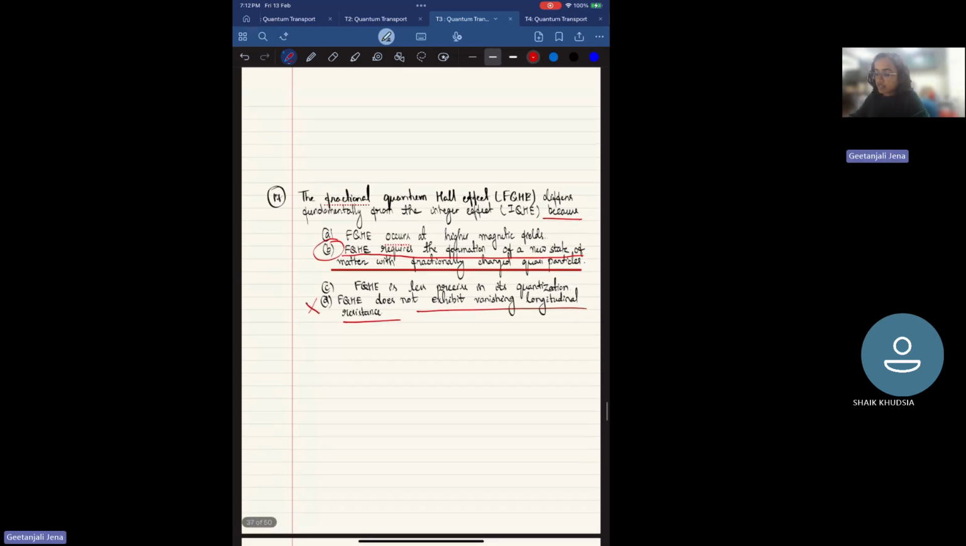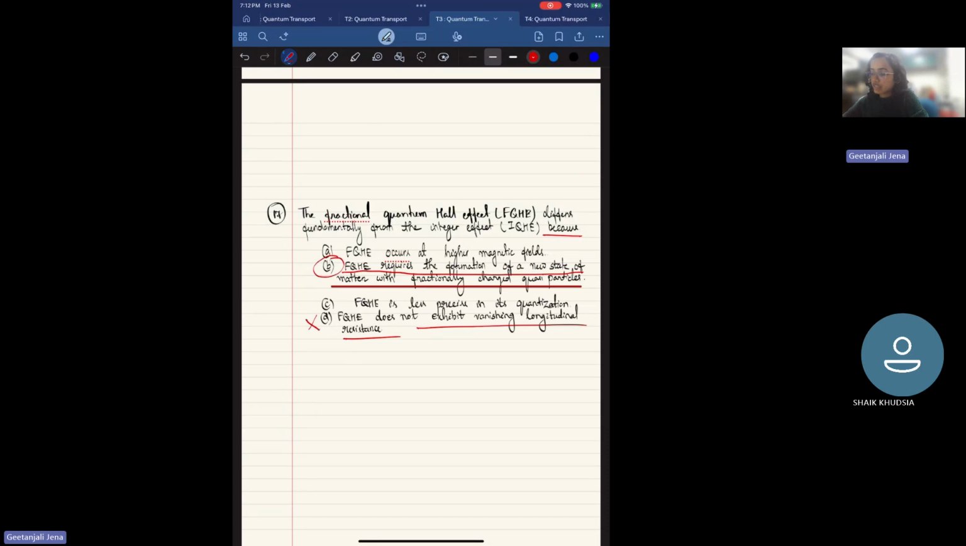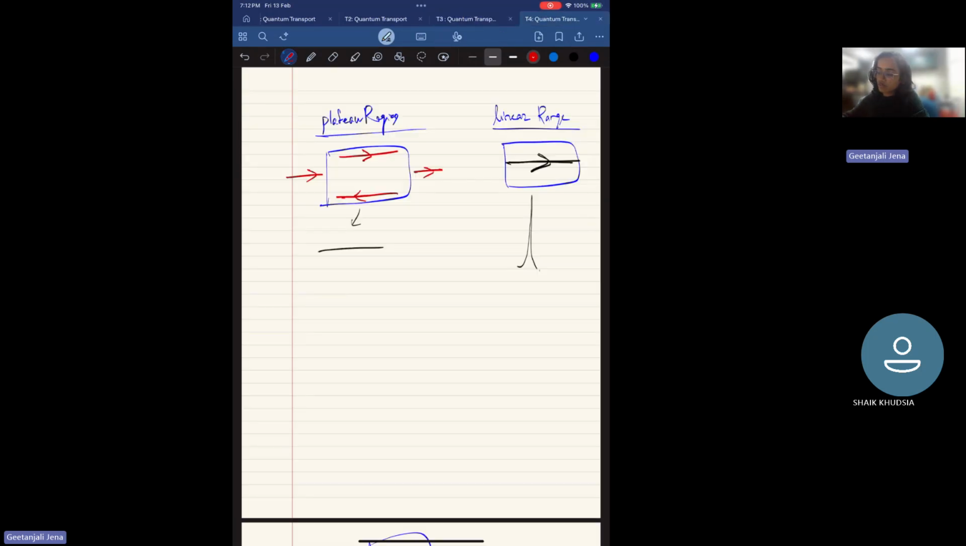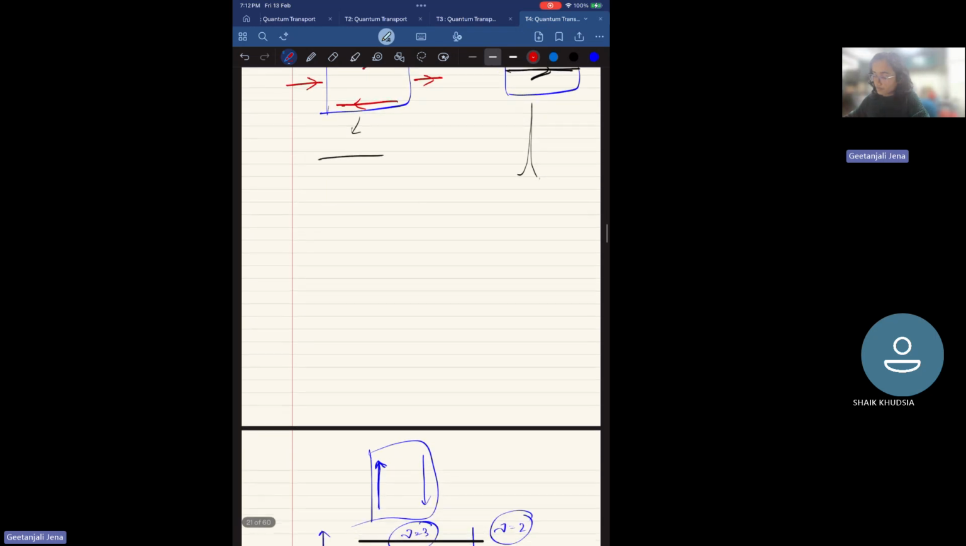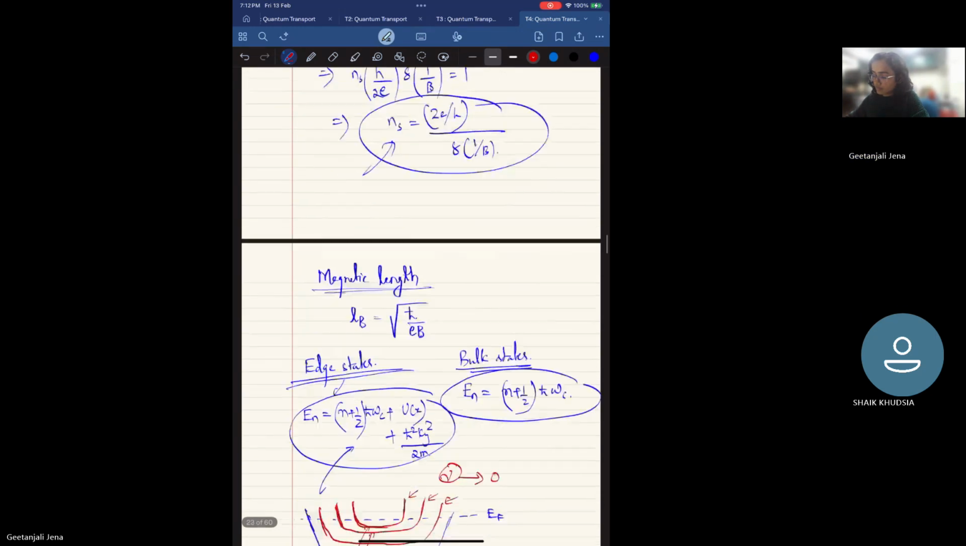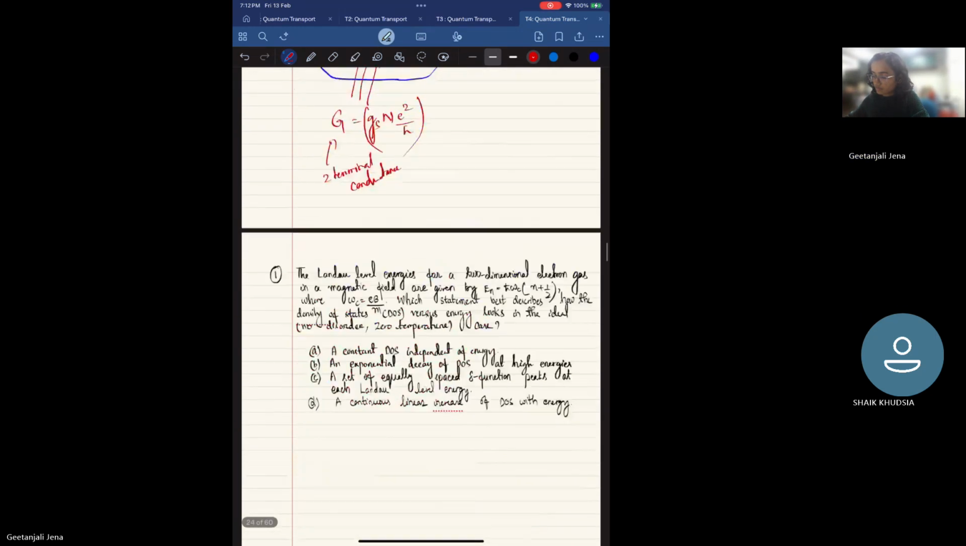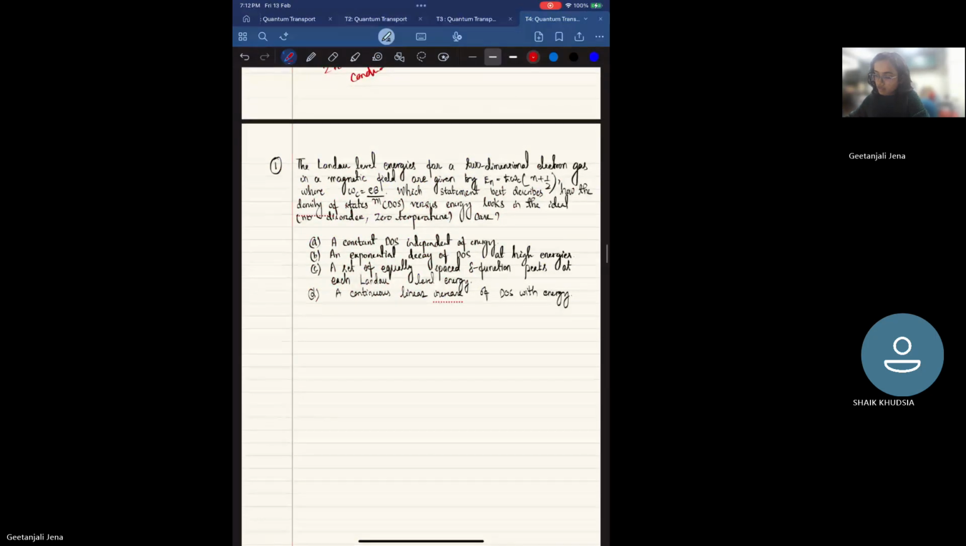Okay, so we are done with week 3. Now we'll start solving problems related to week 4. Question number 1. The Landau level energies for a two-dimensional electron gas in a magnetic field are given by (n plus half) h-bar omega c, where omega c is eB by m.